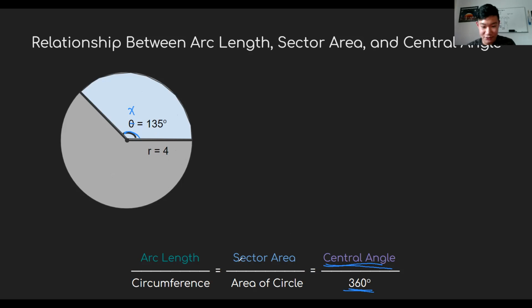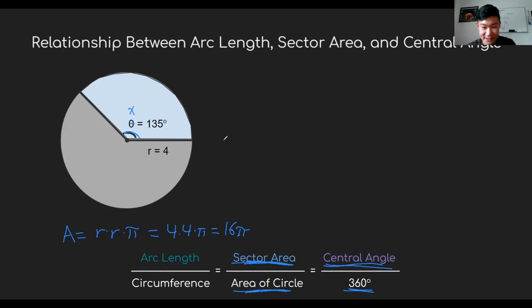Well, with the radius, since we're trying to find the sector area, and in order to do this, we need the area of the circle, we have to use the formula for the area of the circle. So the area of the circle in this case is just radius times the radius times pi, remember? And that would just be 4 times 4 times pi, which is 16 pi.